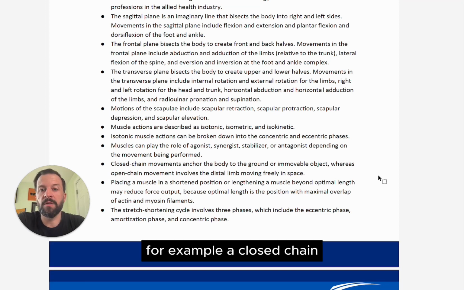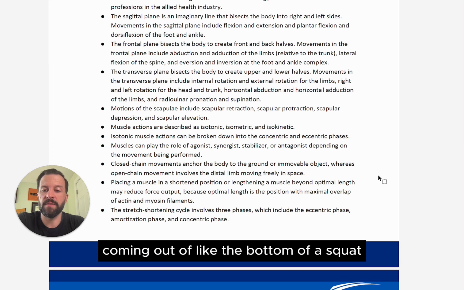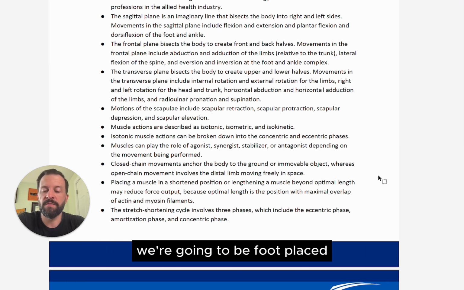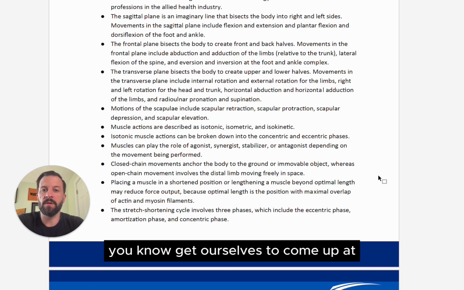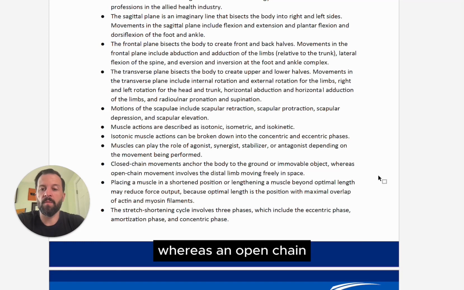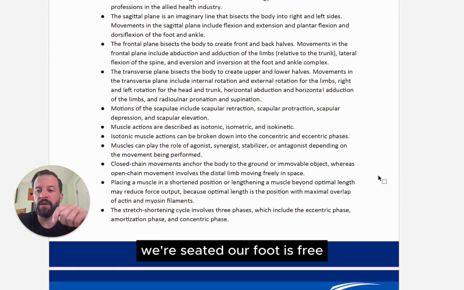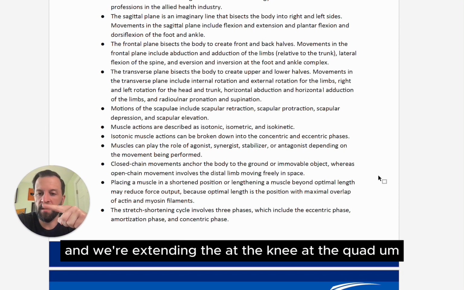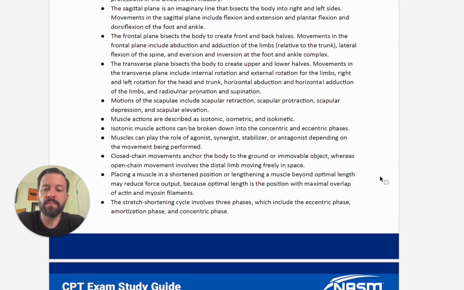For example, if we think about the quad and a knee extension, a closed chain knee extension would be a squat, coming out of the bottom of a squat. We're foot placed, anchored on the floor, but we're extending our knee to get ourselves to come up. Whereas an open chain version of that movement would be a leg extension. We're seated, our foot is free, open in space, and we're extending at the knee, at the quad, but it's an open chain movement.